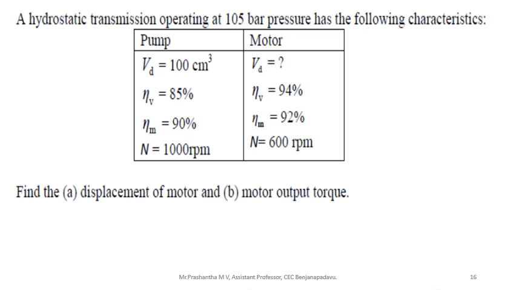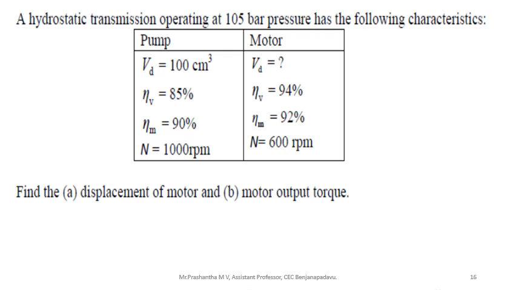In case of the pump, Vd equals 100 centimeter cube, volumetric efficiency equals 85%, mechanical efficiency equals 90%, speed equals 1000 rpm. For the motor, Vd is unknown, volumetric efficiency equals 94%, mechanical efficiency equals 92%, and speed is 600 rpm. Find subquestion A, displacement of motor, and subquestion B, motor output torque.